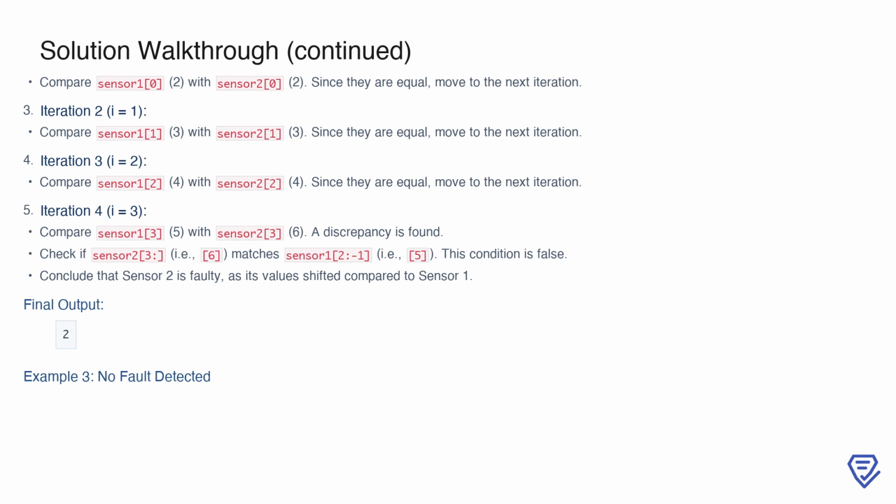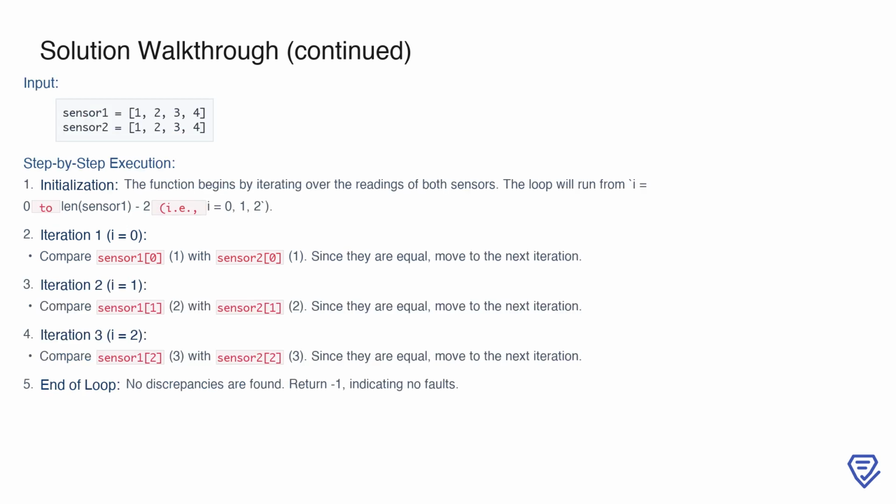Specifically, it compares the sublist of sensor 2 starting at index 3 with the sublist of sensor 1 ending at index -1. In this case, the sublist comparison fails because the value 6 from sensor 2 does not match the value 5 from sensor 1. As a result, the function concludes that sensor 2 is faulty, and the output is 2, indicating that sensor 2 is the problematic sensor. Next, we examine a case where no faults are detected in either sensor.